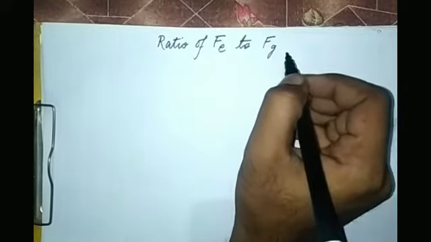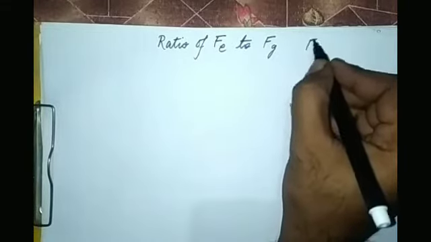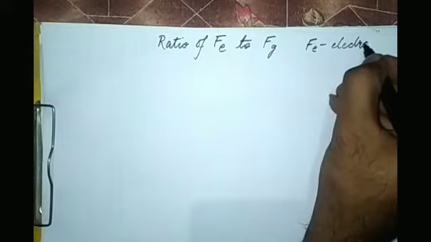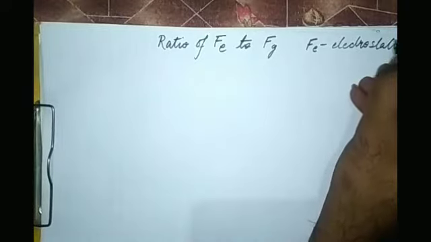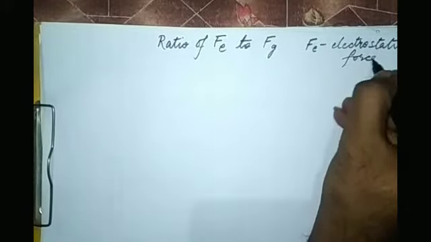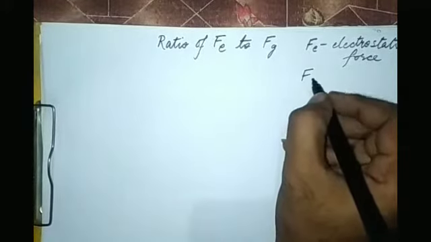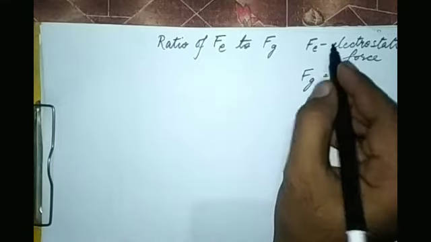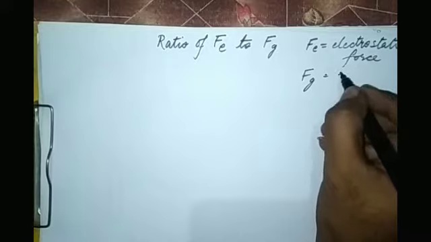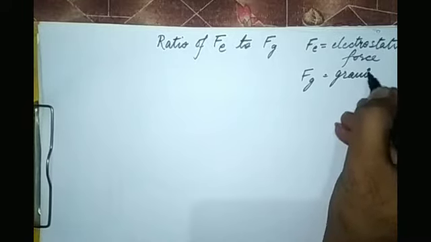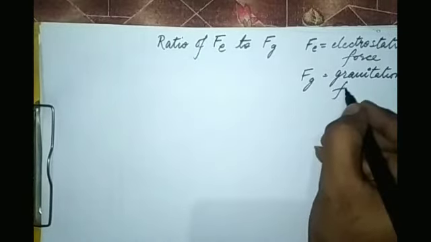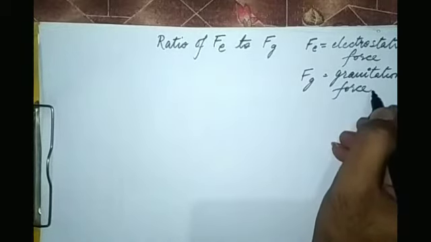their ratio. Okay, so the ratio of Fe, the electrostatic force, to Fg, which is the gravitational force in the nucleus of an atom between two protons. Okay, so this is Fg, which is the gravitational force between two protons. These are Fe and Fg, for simplicity I've taken here.